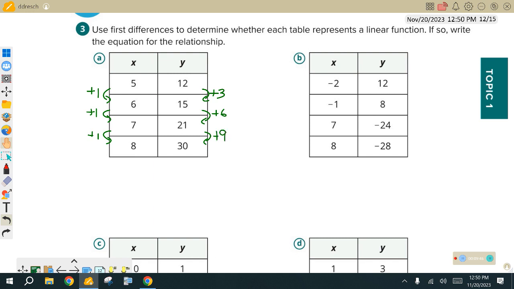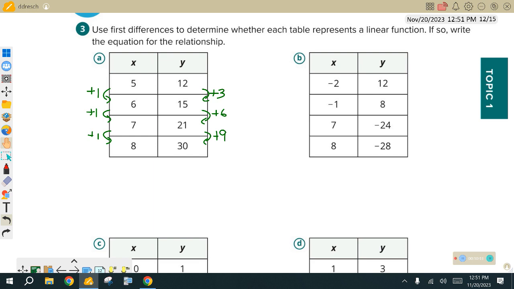what does that tell us? Way back when, did that tell us we were arithmetic? No. Because what do we need to see to be considered arithmetic? The same number, every single time. Plus 3, plus 3, plus 3, plus 3. And you guys quickly told me we didn't have plus 3 there, did we?